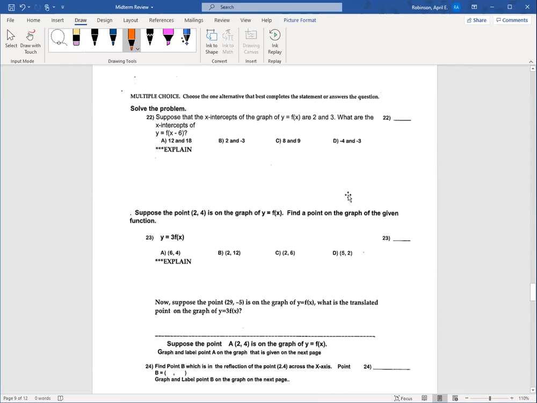Suppose the x-intercepts of the graph y equals f of x are 2 and 3. What are the x-intercepts of f of x minus 6?